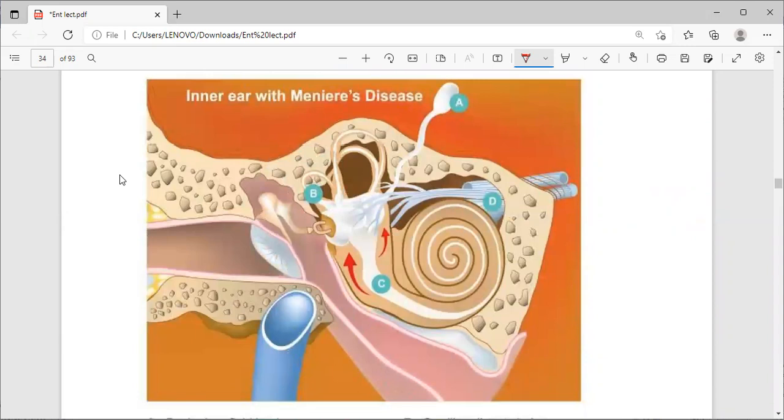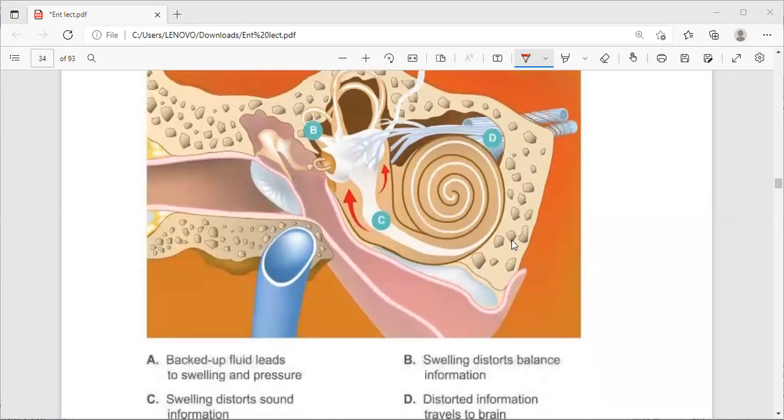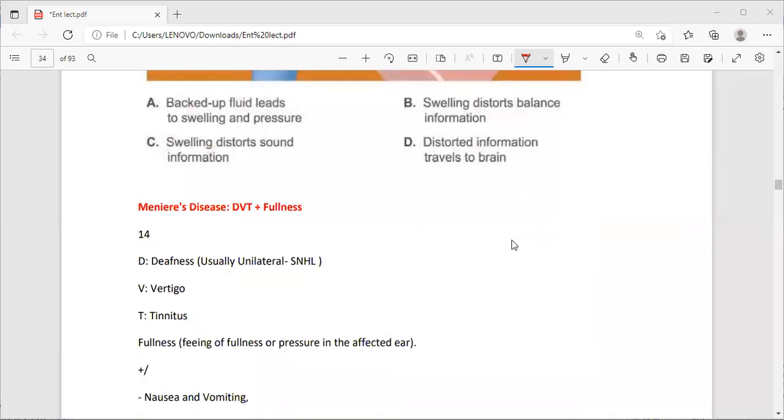Here you can see this is the vestibulocochlear nerve. The semicircular canals are giving signals to the vestibulocochlear nerve. So if the fluid is more, there will be excessive stimulation of the vestibulocochlear nerve. Backed up fluid leads to swelling and pressure. The swelling distorts the balance information and distorts the sound information, and the distorted information travels to the brain. So there will be brain balance and sound distortion.